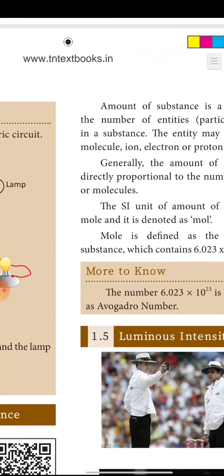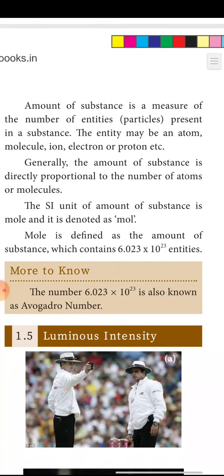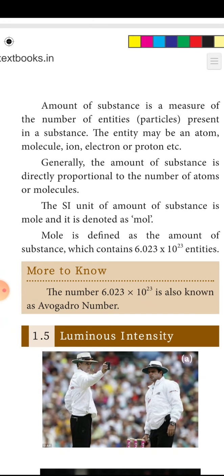Then how do we calculate that amount of substance? Amount of substance is a measure of the number of entities. Entities are nothing but particles present in a substance. The entity may be an atom, molecule, ion, electron or proton. So what is an amount of substance? It is a measure of the number of particles in a substance. It may be a solid, liquid or gas. So the measure of the number of entities is called amount of substance.